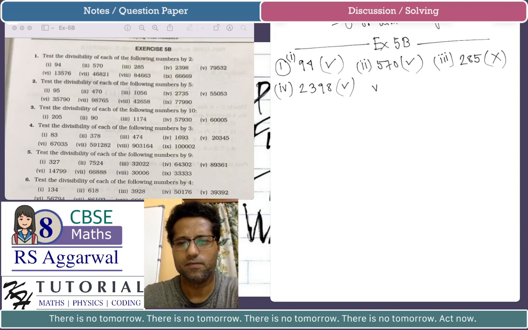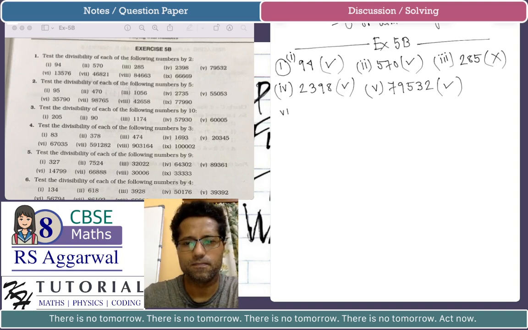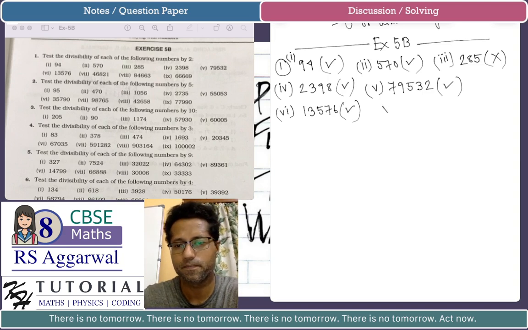So 5, 7, 9, 5, 3, 2. It is ending with the digit 2, which is an even digit. And 1, 3, 5, 7, 6. This is also divisible by 2 because it is ending with the digit 6, which is an even digit.